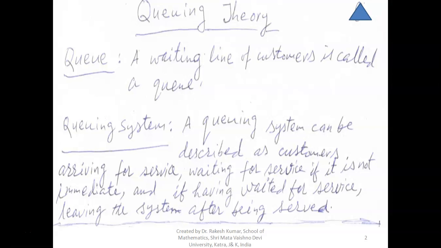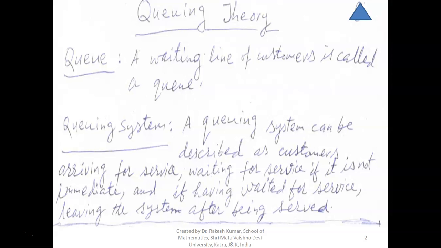Therefore we need some mechanism to handle this chaotic situation of queues, and thus there is a theory called queuing theory, which helps us to answer certain questions regarding these queuing situations, like what will be the average wait of a customer in the queue and how many customers will be there in the queue or in the queuing system on average. So that's why we study queuing theory.